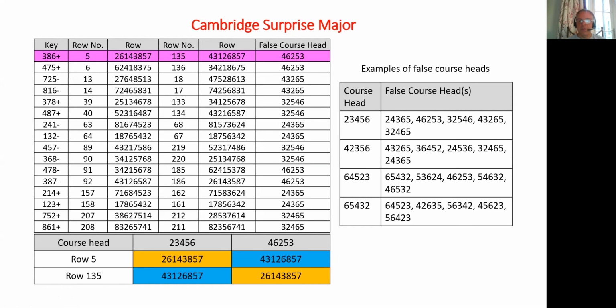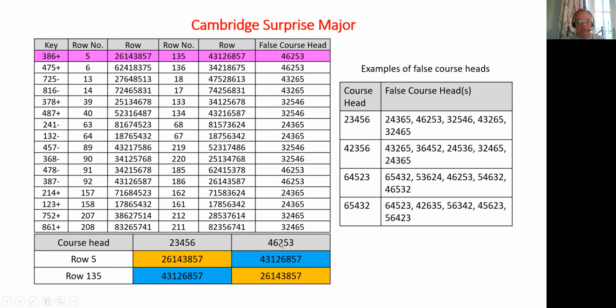If we went through this same exercise for Cambridge, I find they've actually got a lot more duplicates, and in Cambridge we've got 16 duplicate keys in the plain course. But we can go through exactly the same process as we did for Yorkshire and work out what our false course heads are going to be.